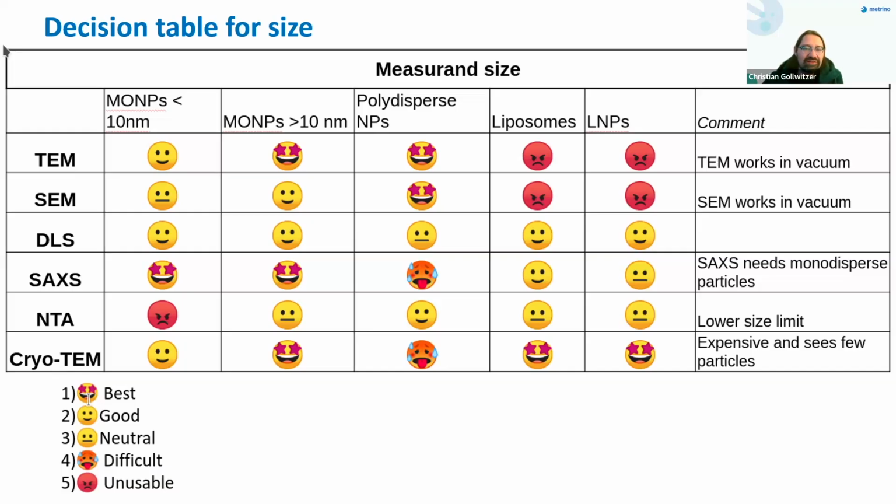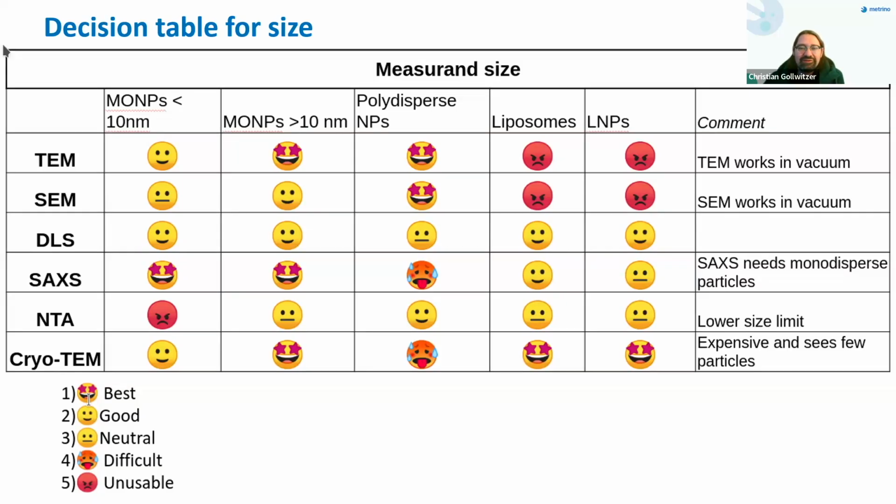So for size, we had electron microscopy, DLS, SAXS, NTA, and cryo-EM. And for example, you see this angry face for electron microscopy for the soft particles, liposomes and LNPs, because they work in vacuum, so you cannot measure particles in suspension there. They would be gone bad.